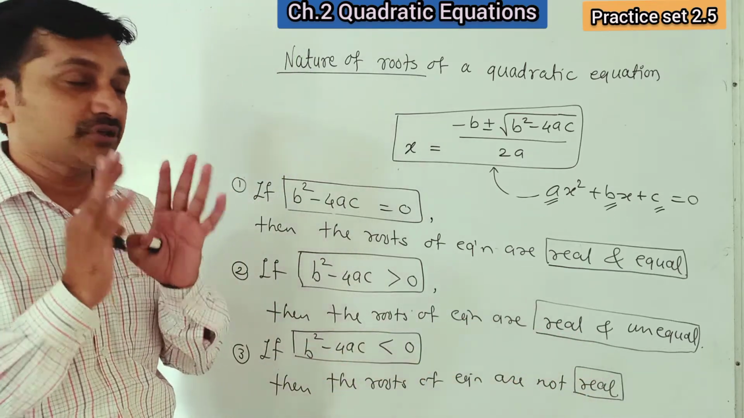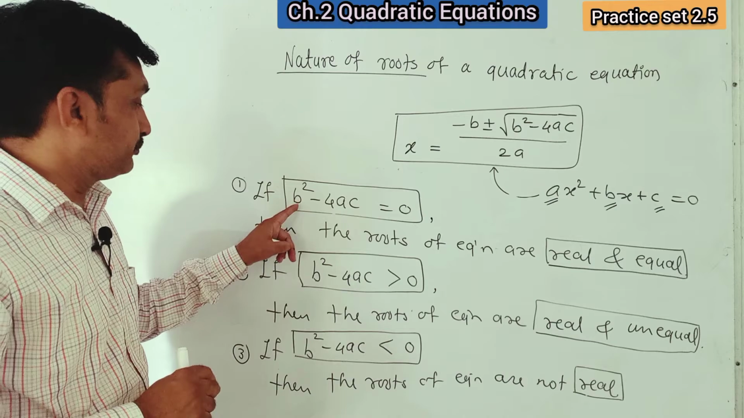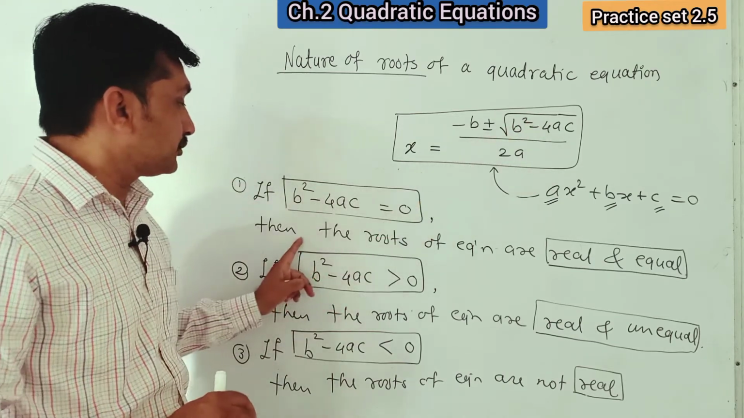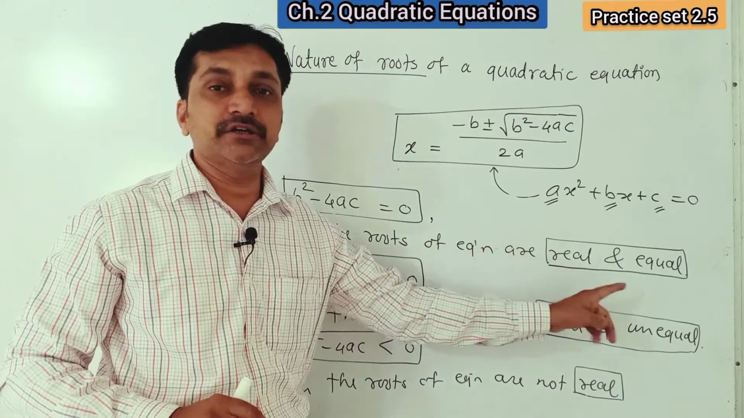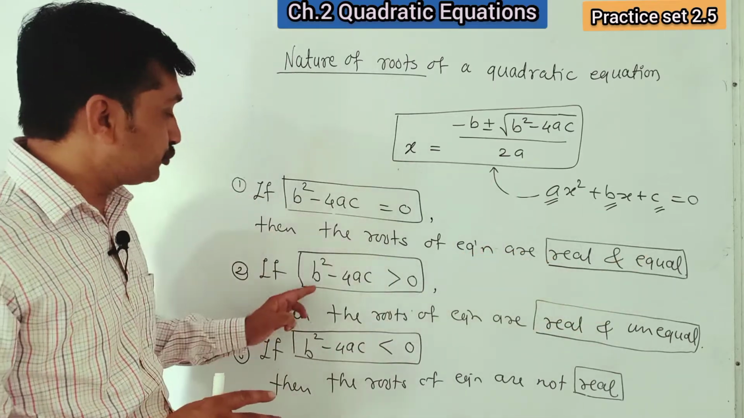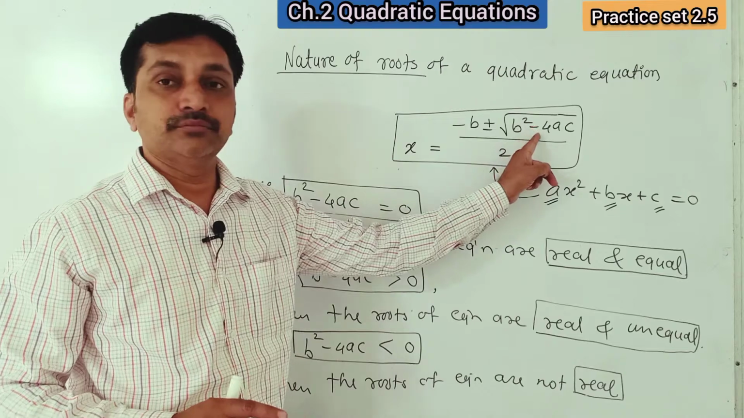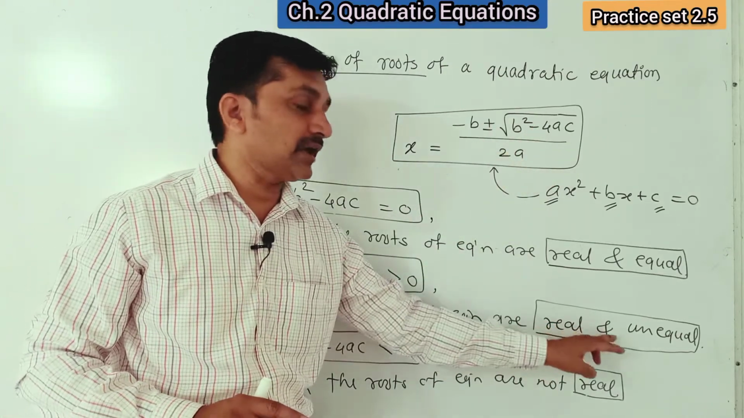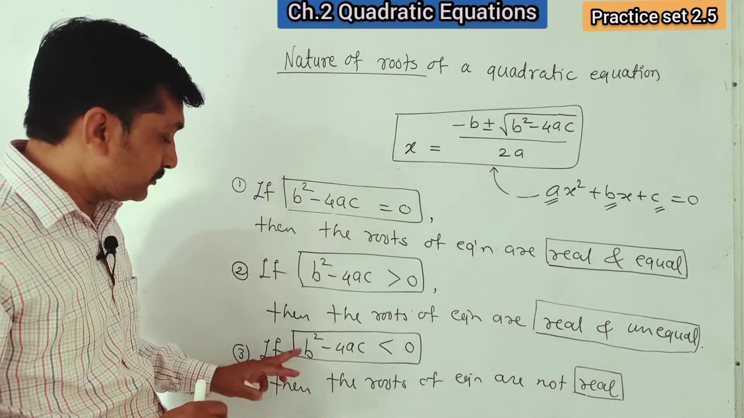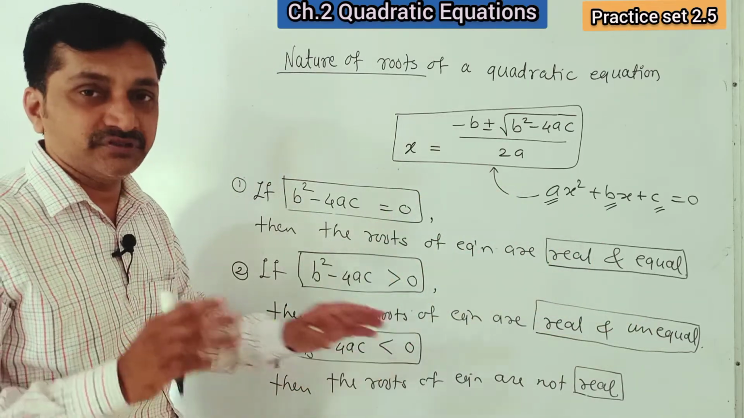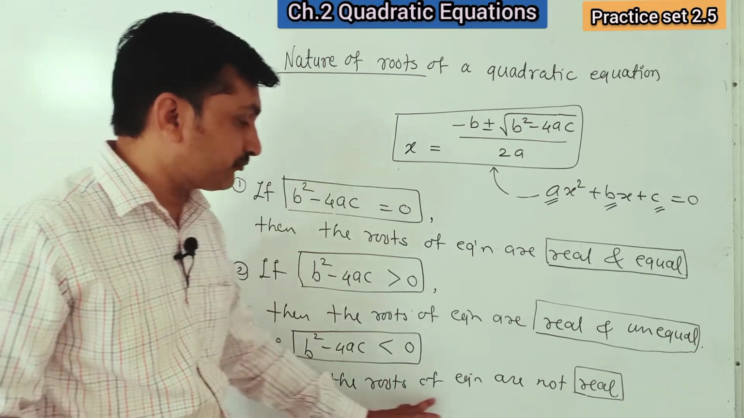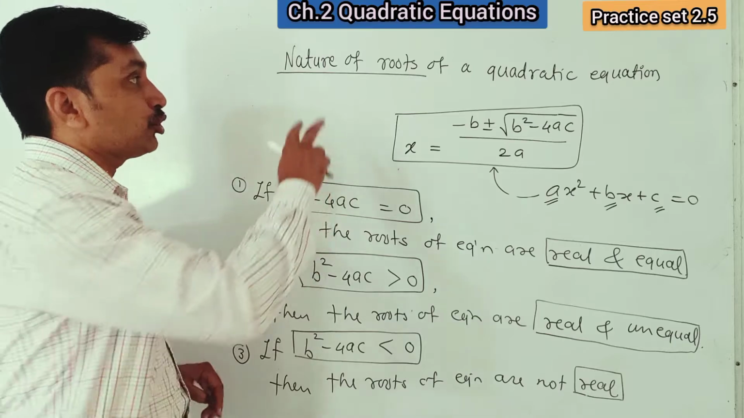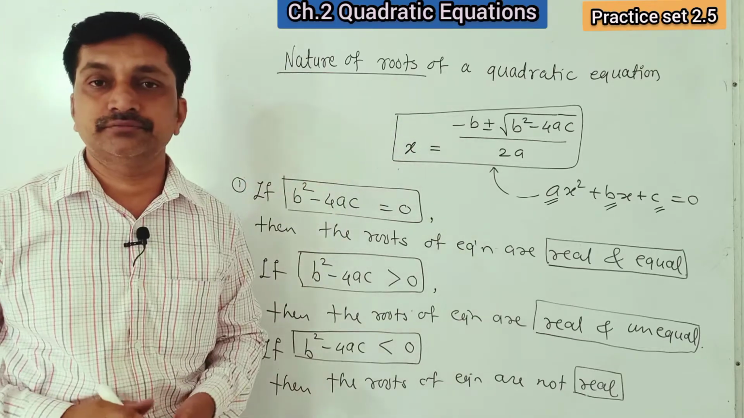Now you remember 3 points about the nature. If b square minus 4ac is equal to 0, then the roots of the equation are real and equal. If you get a positive number for b square minus 4ac, then the roots of the equation are real and unequal. And if you get b square minus 4ac less than 0, meaning a negative number, then the roots of the equation are not real. That is the nature of roots of a quadratic equation.